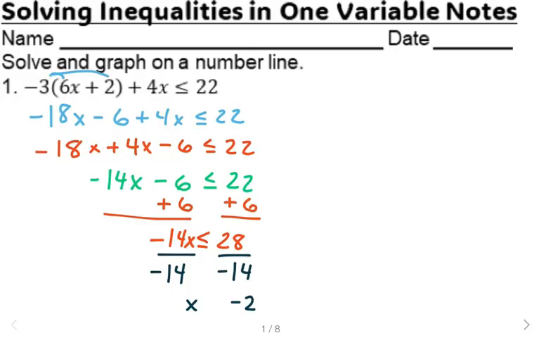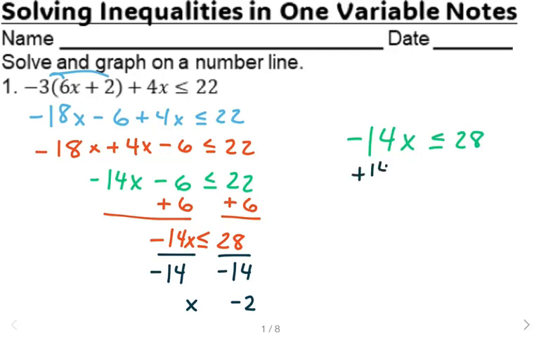Now, we will need to reverse the inequality symbol. You may not have seen this before, but let's just think about another way to solve this and see if it makes sense. So if we take that negative 14x less than or equal to 28, and instead of dividing by a negative 14, what if we added 14x to each side?